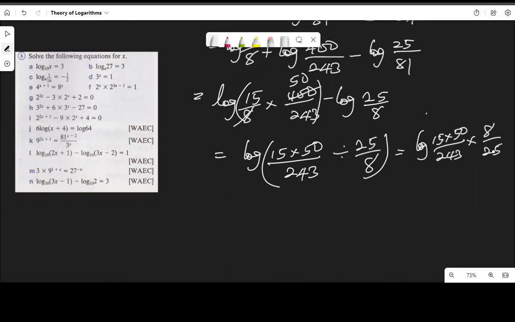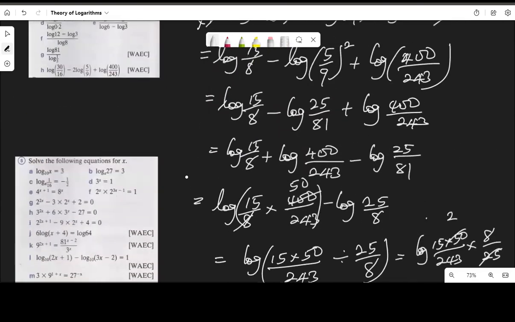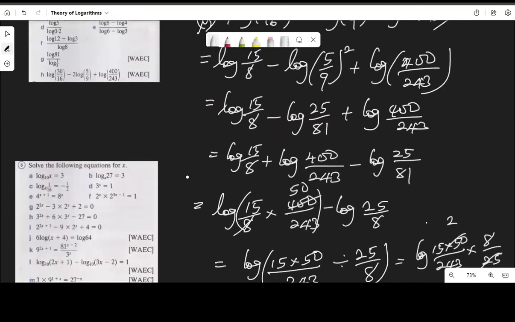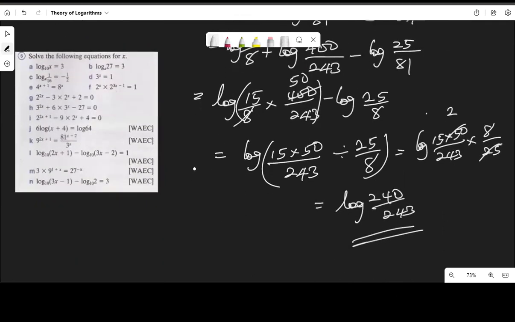Let's see if we can reduce. 25 here 1, 25 here 2. 15 times 2 is 30. 30 times 8 is 240. Yep, 240. We have log 240 over 243. And I don't think there's any number that divides this. We are going to leave this as that. Okay, that is that for question H. Let's move on to the last one in this.